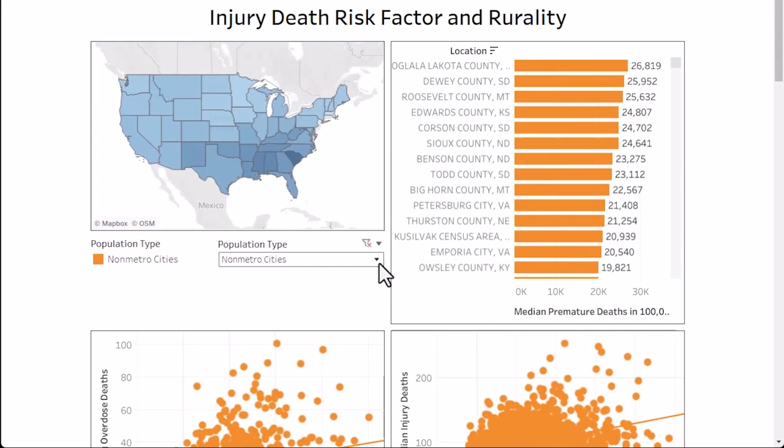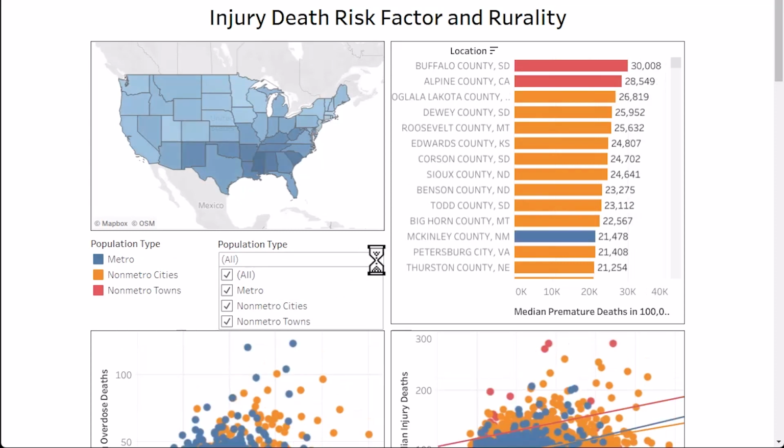All right, so we can go back and click on all, and that's going to refresh the dashboard and include all the data. So now this is all the data. All right, so this is the injury death risk factor and rurality dashboard.